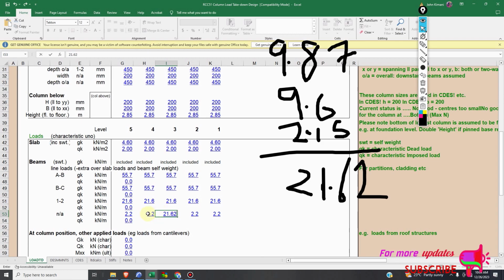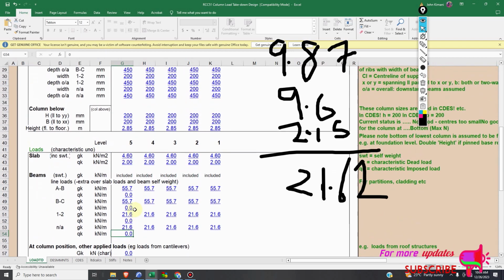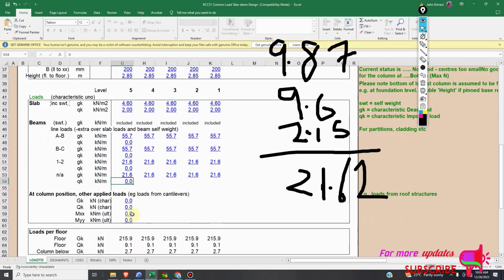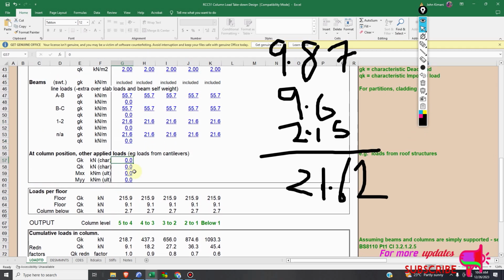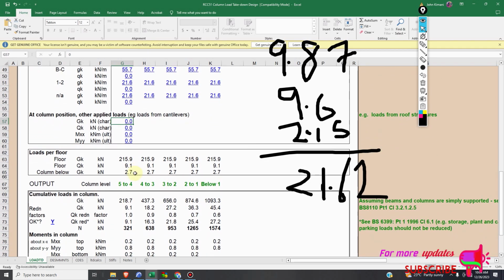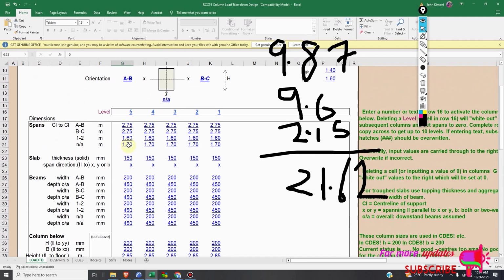21.62. Okay. Now you can say we have another load from, let's say, the roof of about, let's assume the roof load is just a very small load, maybe 5, something like that. So just leave it, not necessary. So we have done the load takedown.